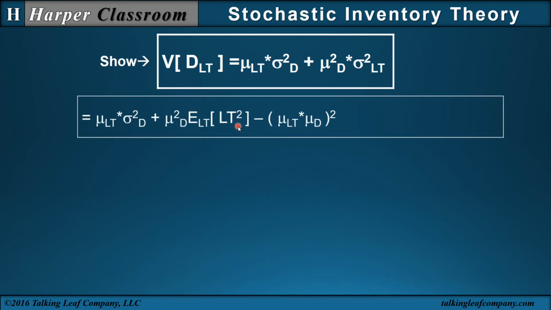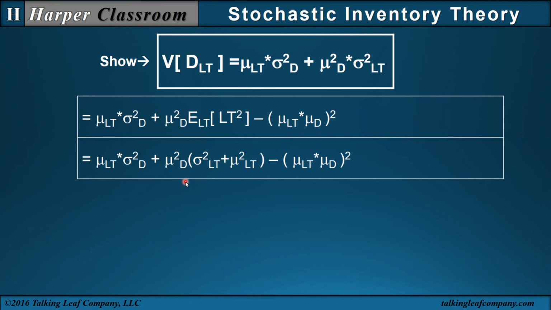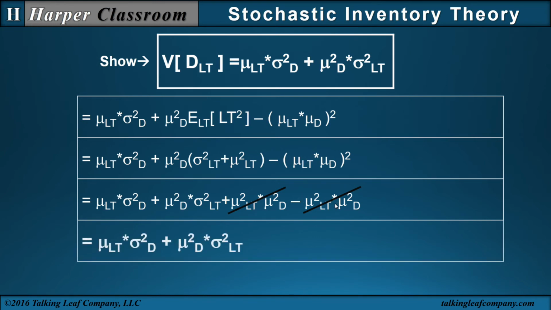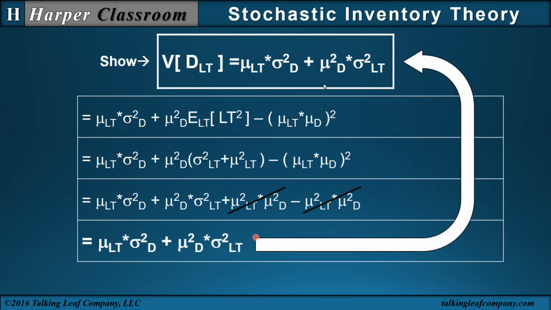Again, from the relationship of the expectations, the expectation of lead time squared is the variance of the lead time plus the mean of the lead time squared. We can expand the terms. These two terms cancel out, and what we're left with is our result.